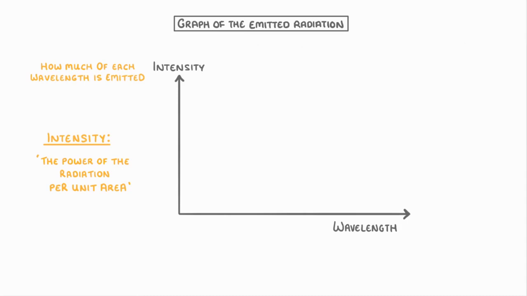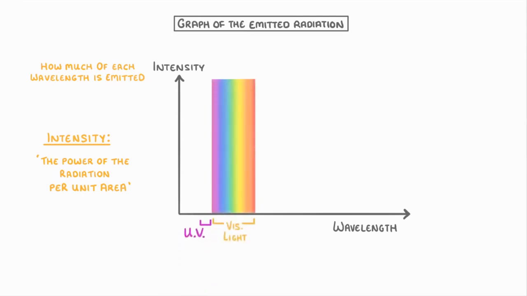Now, for this topic, we only need to worry about ultraviolet radiation, visible light, and infrared radiation, which go from left to right along the x-axis, because it's in order of increasing wavelength.